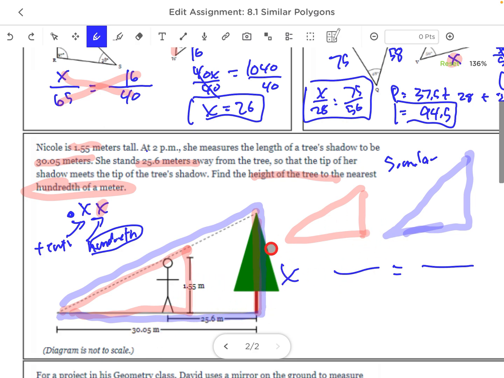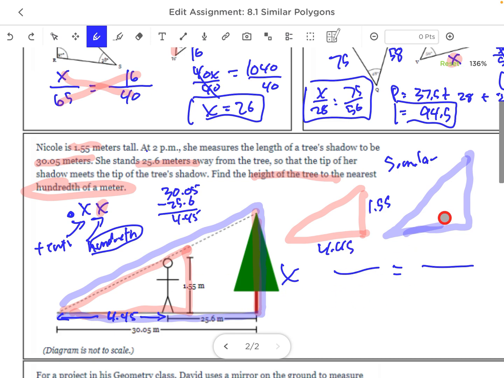So let's go ahead and draw it right over here first. On this one, we know this is 1.55, and then let's see, how much is this red one? Well, if the whole thing is 30.05, if we subtract this much, then that will be what's left over there, right? So we'll subtract 25.6. If we do that, we get 4.45. So that's how much this is, right? 4.45. So this height right here is actually that triangle. So that's 4.45.